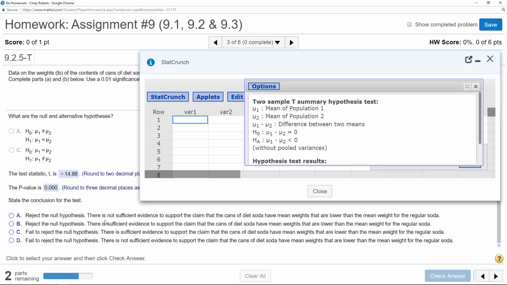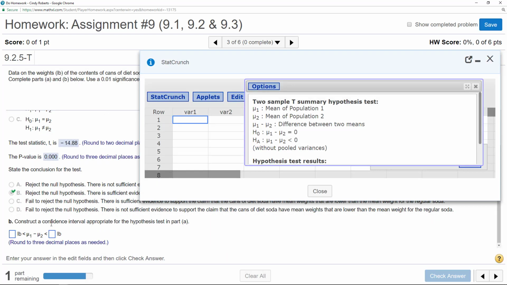But here, then it says there is not sufficient evidence to support the claims that the cans of diet soda have mean weights that are lower. Here, it says there is sufficient evidence, because that's what we're saying. When we reject the null, we're looking at the alternative, so we're going to say there is sufficient evidence that the sodas have mean weights that are actually lower than that for the regular soda.